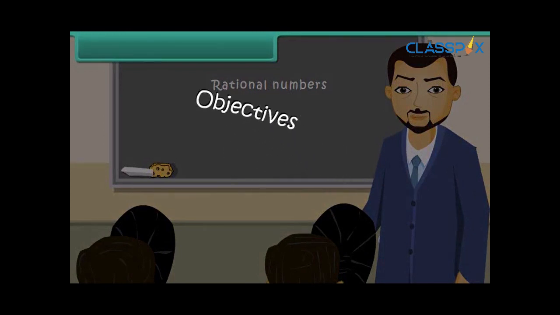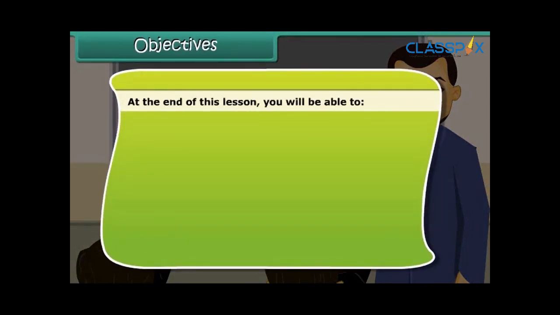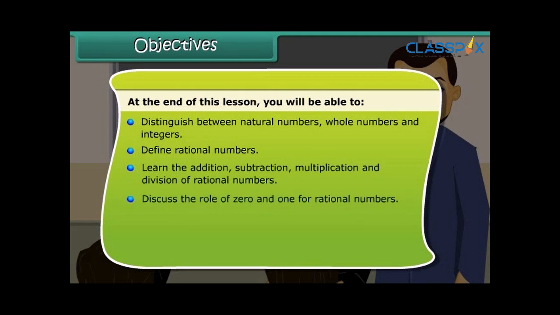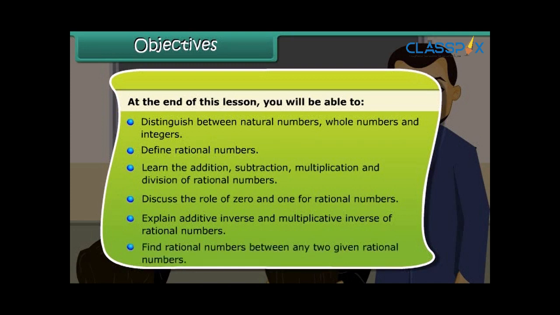Objectives. At the end of this lesson, you'll be able to distinguish between natural numbers, whole numbers, and integers. Define rational numbers. Learn the addition, subtraction, multiplication, and division of rational numbers. Discuss the role of 0 and 1 for rational numbers. Explain additive inverse and multiplicative inverse of rational numbers. Find rational numbers between any two given rational numbers.